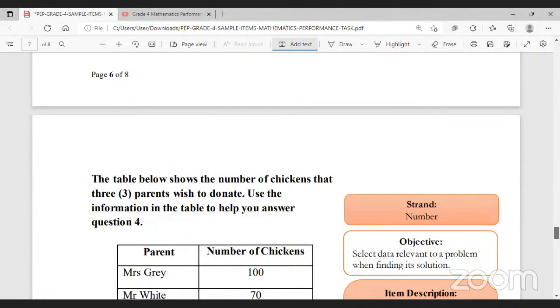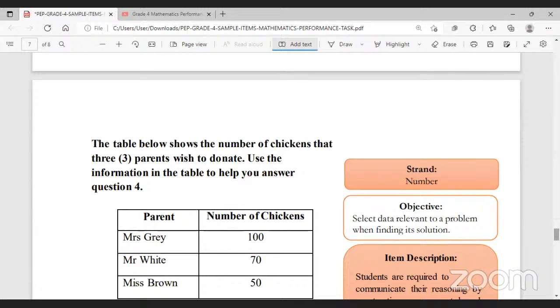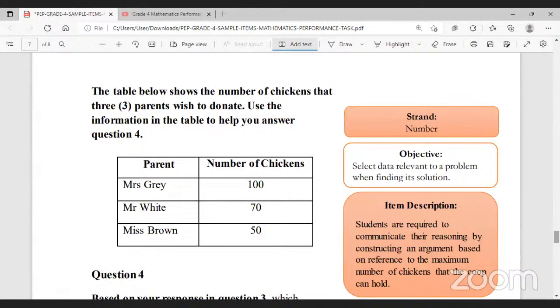Let's move on to number 4. The instruction reads, the table below shows the number of chickens that 3 parents wish to donate. Use the information in the table to help you answer question 4. This question is from the number strand, and we're going to be selecting data relevant to the problem when finding its solution. In this question, we're required to communicate our reasoning by constructing an argument based on reference to the maximum number of chickens that the coop can hold.